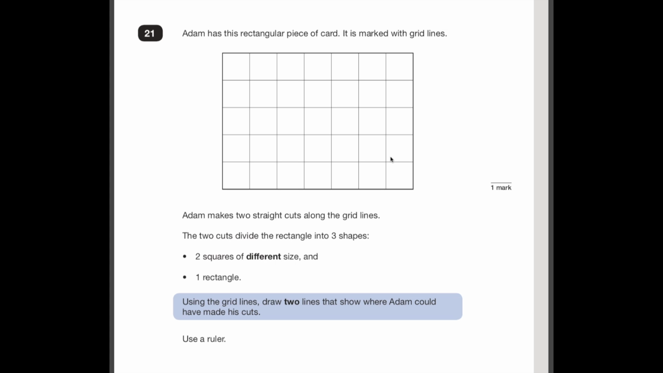Use a ruler. Now obviously again I'm not going to be able to use a ruler because I'm on the computer, so I'll do my best. Now if you imagine, if you had a pair of scissors, where would you cut so that you could get, with 2 cuts, these 3 shapes? 2 different size squares and a rectangle. Try and visualize that in your head. And in this case I'm going to put a line down here. Imagine that's done dead straight with a ruler.